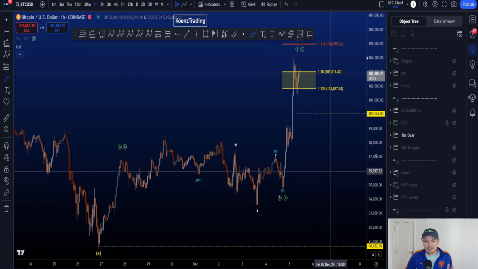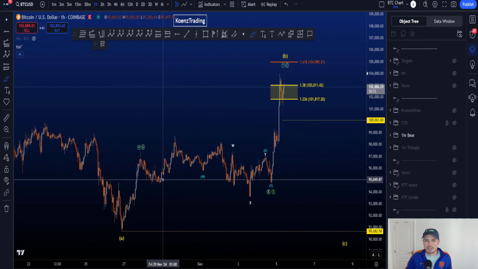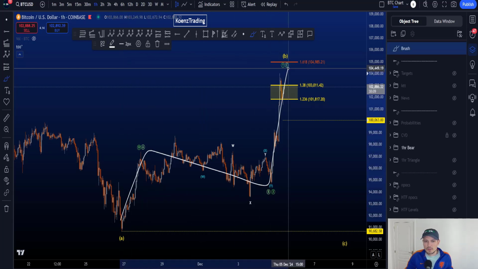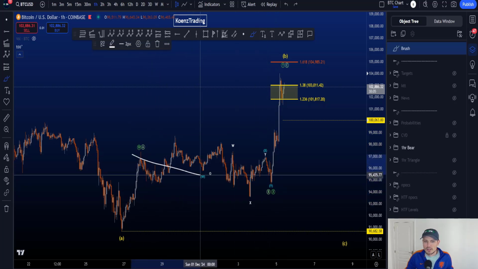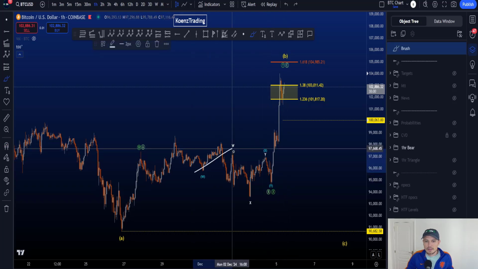So this is the only legit way that we can count this structure to the upside: a bearish flat, a 3-wave WXY or ABC, with then internally a very complex sideways structure in a WXY, right? And then inside X, another WXY.